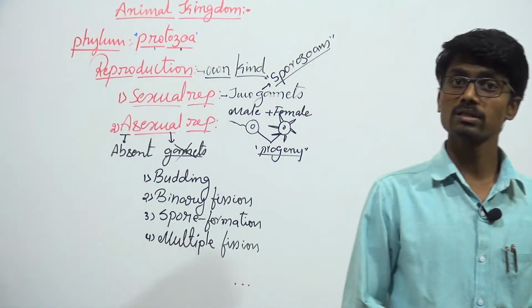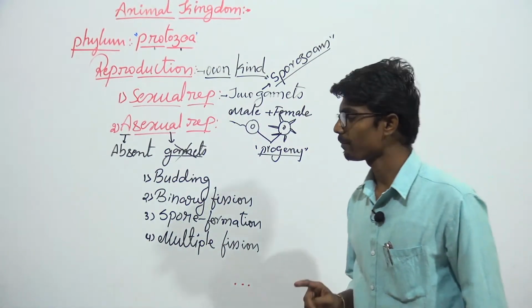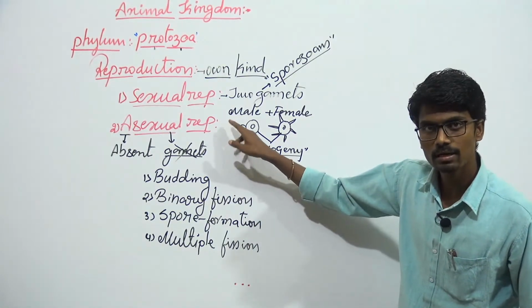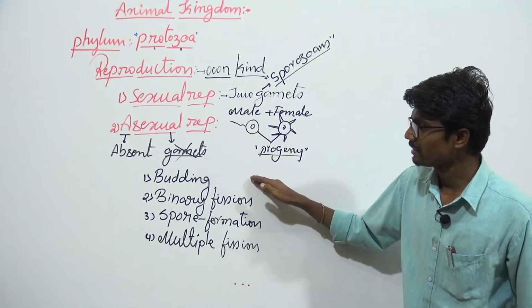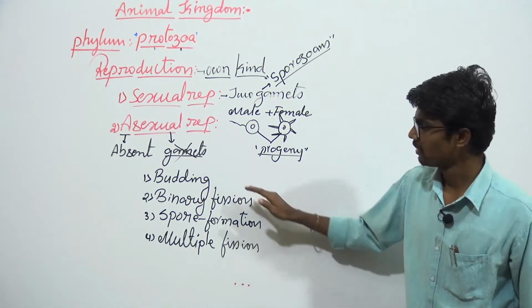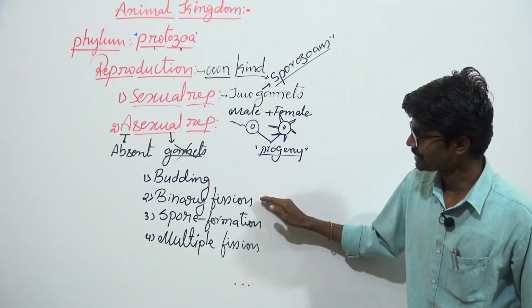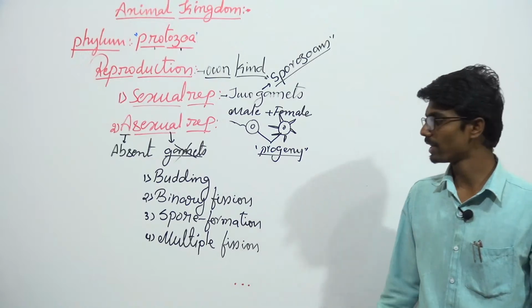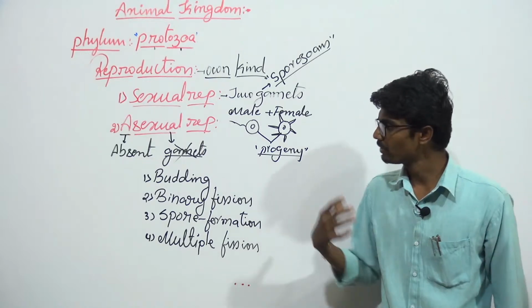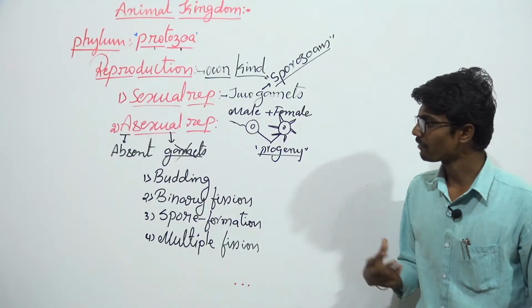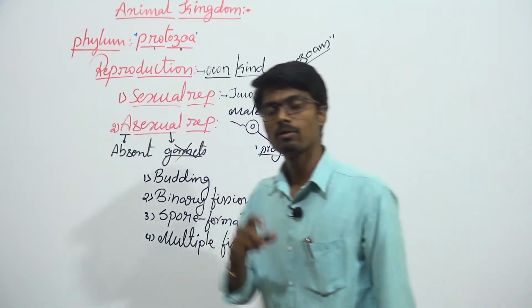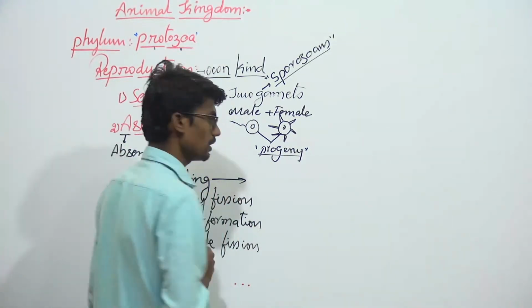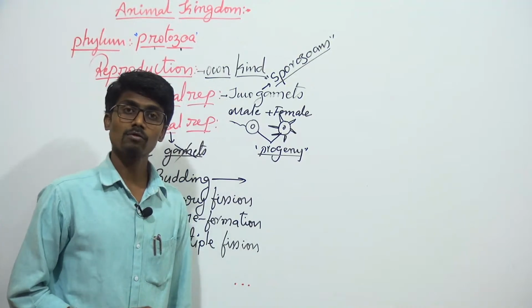And these protozoans can reproduce without gametes, that is asexual reproduction. And this asexual reproduction mainly takes place by different modes of reproduction. One is budding, another one is binary fission, third one is spore formation, fourth one is multiple fission. And now we will discuss in detail how they differ from each other. First of all, we should go for budding. How do these amoeba or protozoans reproduce by the process of what?